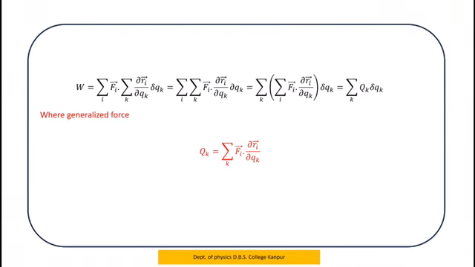Now put the value of delta ri, so you will get this and this. And this is taken as the generalized force Qk: summation over k of Qk delta qk. This is called generalized force, Qk equals summation over i of Fi dot ∂ri upon ∂qk. Fi is the force on the ith particle, ∂ri is the displacement of the ith particle with respect to the generalized coordinate, and qk is the generalized coordinate. This is the end of the lecture.